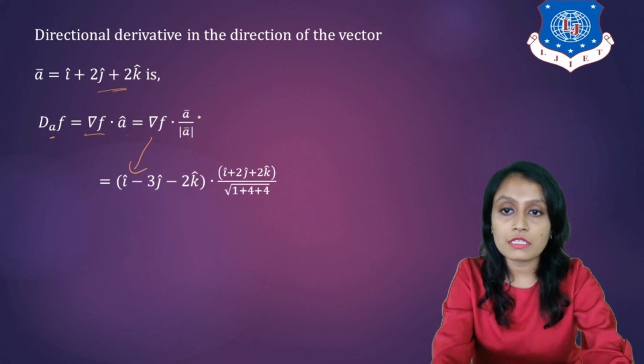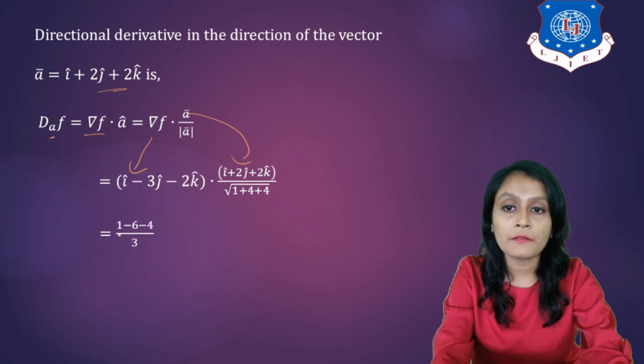Now this direction is given, so we just write this direction, and now we have to find the mod of a bar, that is the length of a bar. It is given by the formula under root of 1 square plus 2 square plus 2 square. So here you will get 1 plus 4 plus 4. Okay, and we have to take the dot product here. So on simplifying you will get 1 minus 6 minus 4 upon 3. On further simplification you will get the directional derivative of f in the direction of A as minus 3.